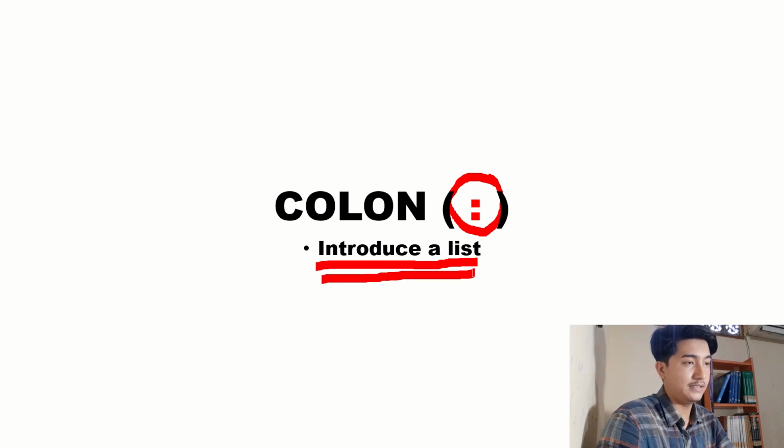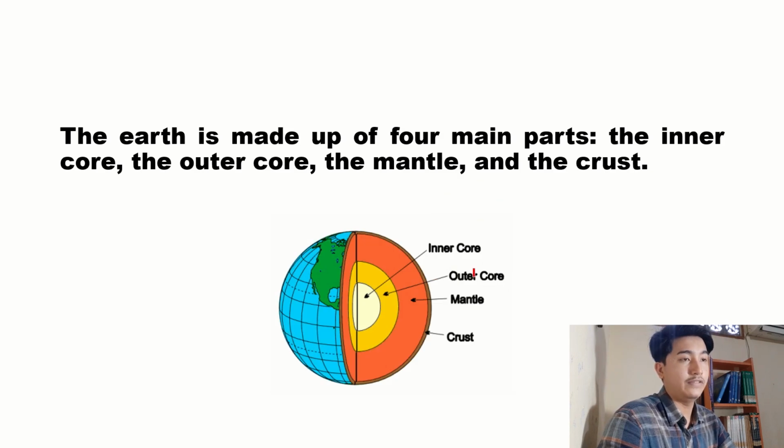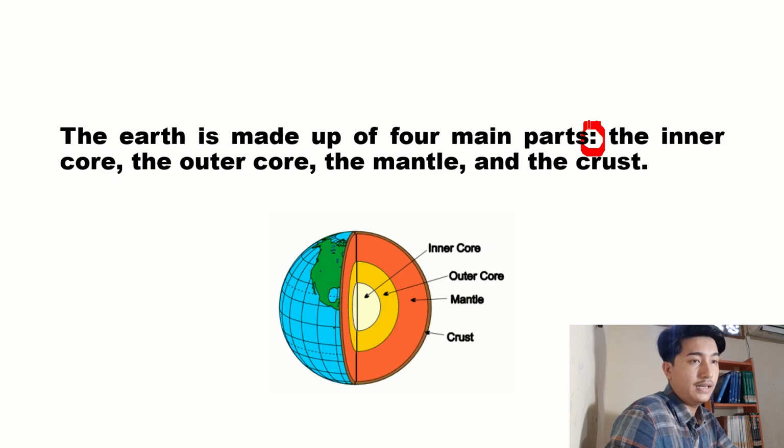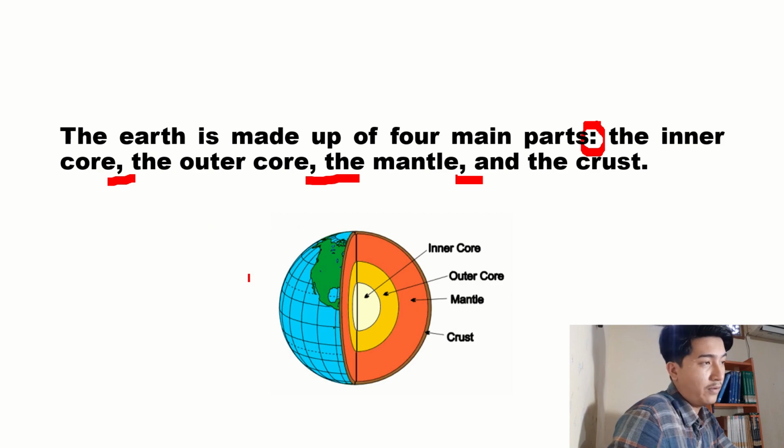And let us take a look at a couple of examples. The first example is: The earth is made up of four main parts: the inner core, the outer core, the mantle, and the crust. Here you can notice that the colon comes before the list. And also you can notice that there are commas that separate the list. In this case, the colon is written before the list of the four main parts of the earth: the inner core, the outer core, the mantle, and the crust.